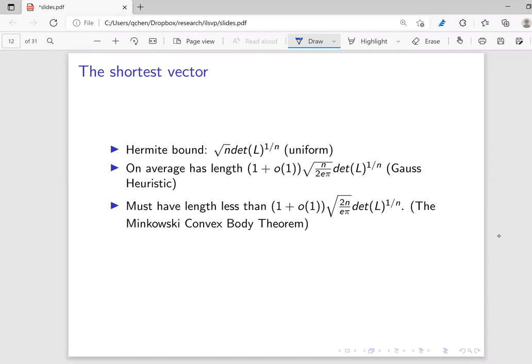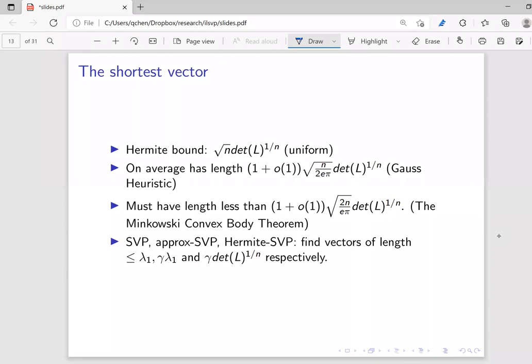But this bound is an asymptotic bound. And then there is the Minkowski bound, which says that it must have length less than square root of 2n over e pi times the nth root of the determinant. And then SVP, the shortest vector problem, approximate SVP, and Hermite SVP are basically three closely related problems.